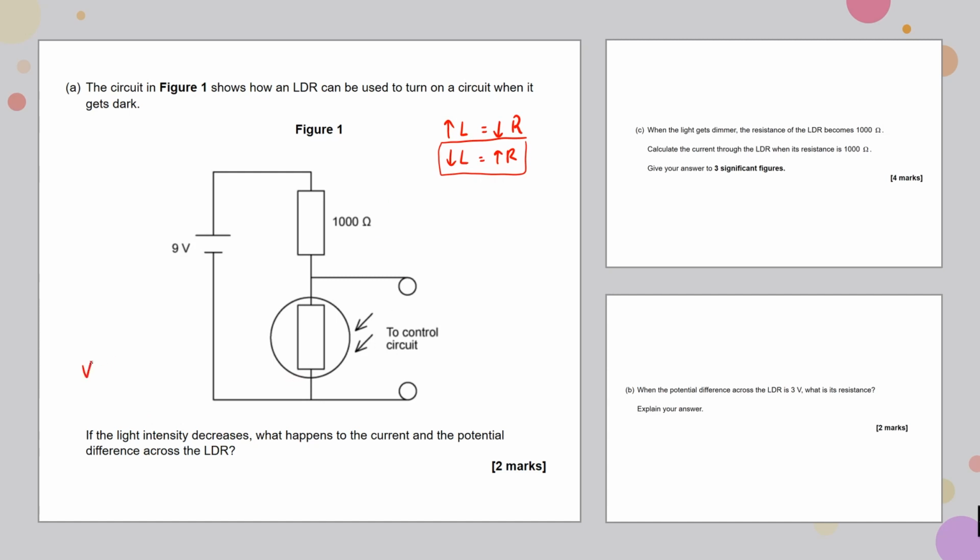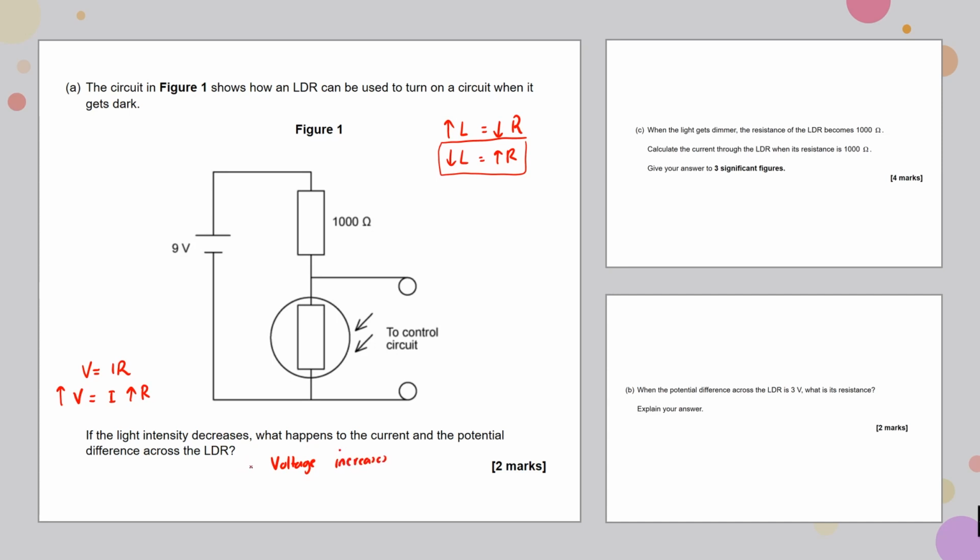Okay, so if we use the equation V equals IR, in this case, if R increases, the potential difference is actually going to increase as well. So we could say voltage increases.